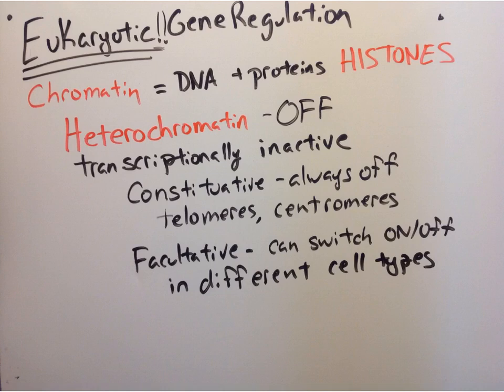Heterochromatin is chromatin that's transcriptionally inactive or off, and there are two different kinds of heterochromatin. Some heterochromatin is constitutively off, which means it's always off because it doesn't contain any genes. This includes places like telomeres and centromeres. Facultative heterochromatin, on the other hand, is heterochromatic in some cell types and on or euchromatic in other cell types. And it can switch between being either heterochromatin or euchromatin.